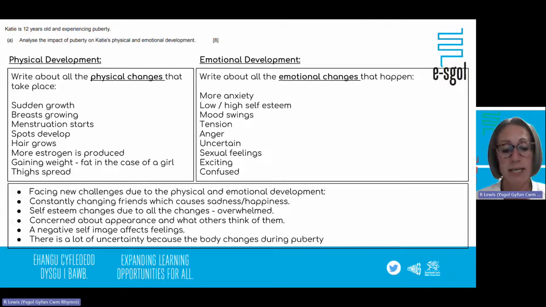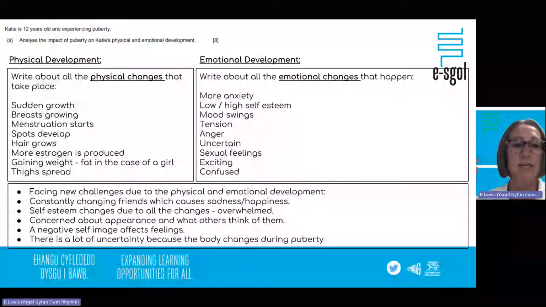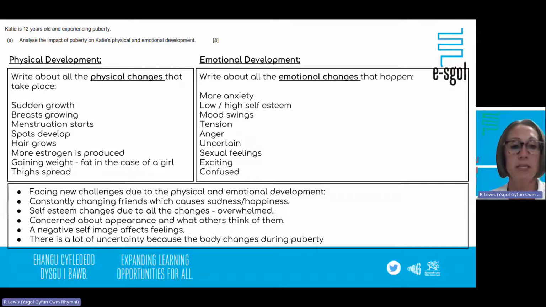So still staying on the P of the 4 areas of development, the physical. A slightly different question now based on adolescence. Katie is 12 years of age. She's just about to begin her adolescent stage between 13 and 19 years of age. Analyse the impact of puberty on Katie's physical and emotional development. What I like about this question is it's asking you to analyse. It's also asking you to break it down into physical areas and then emotional areas.